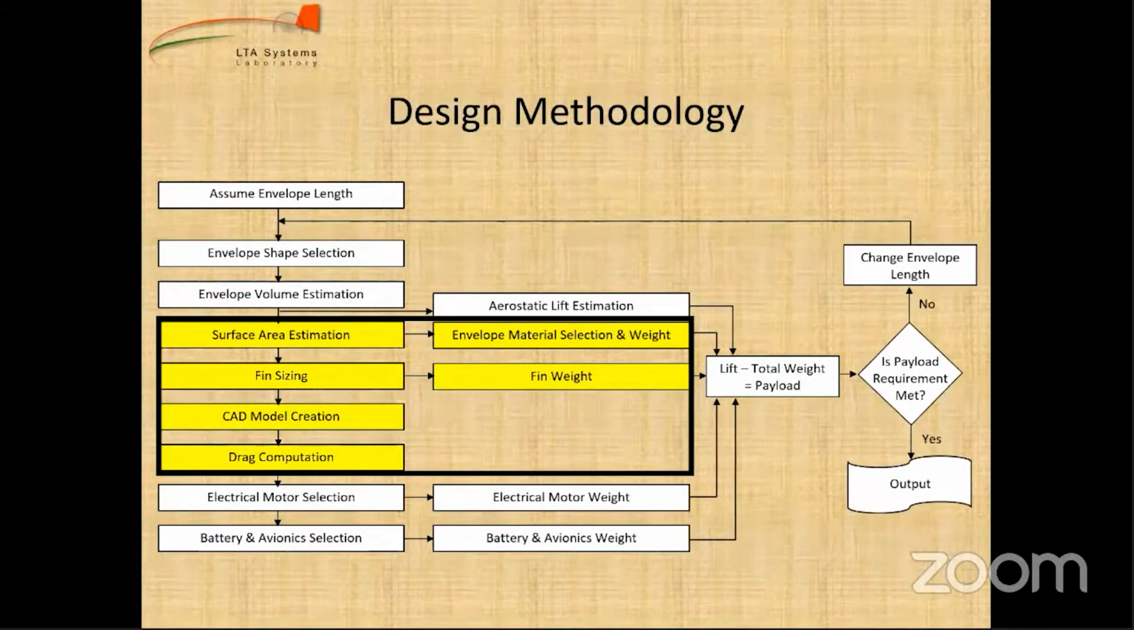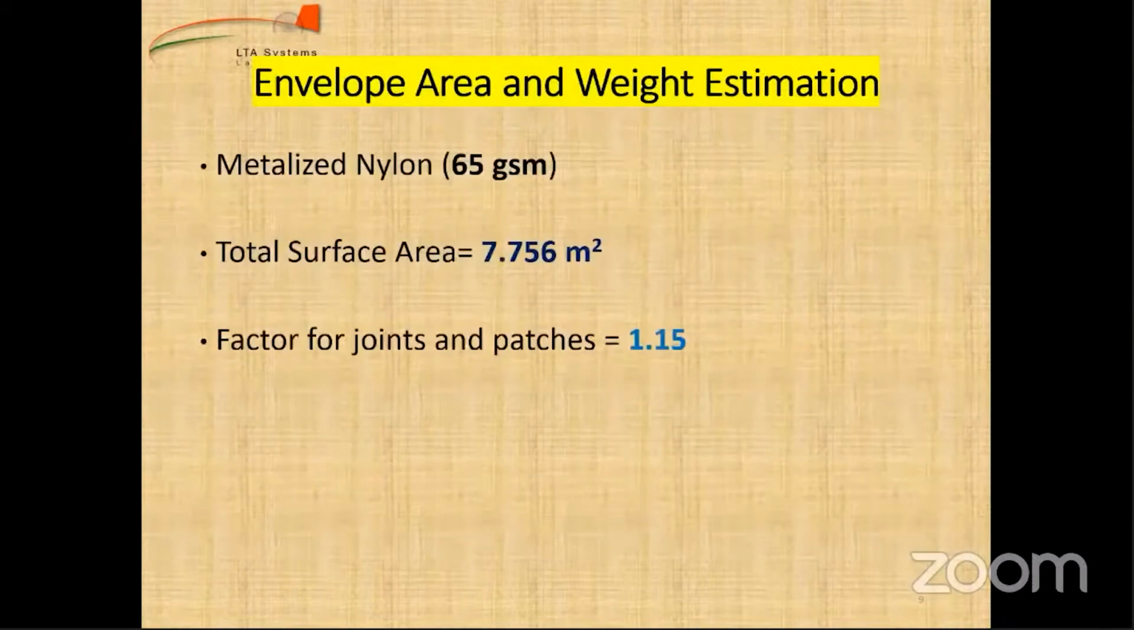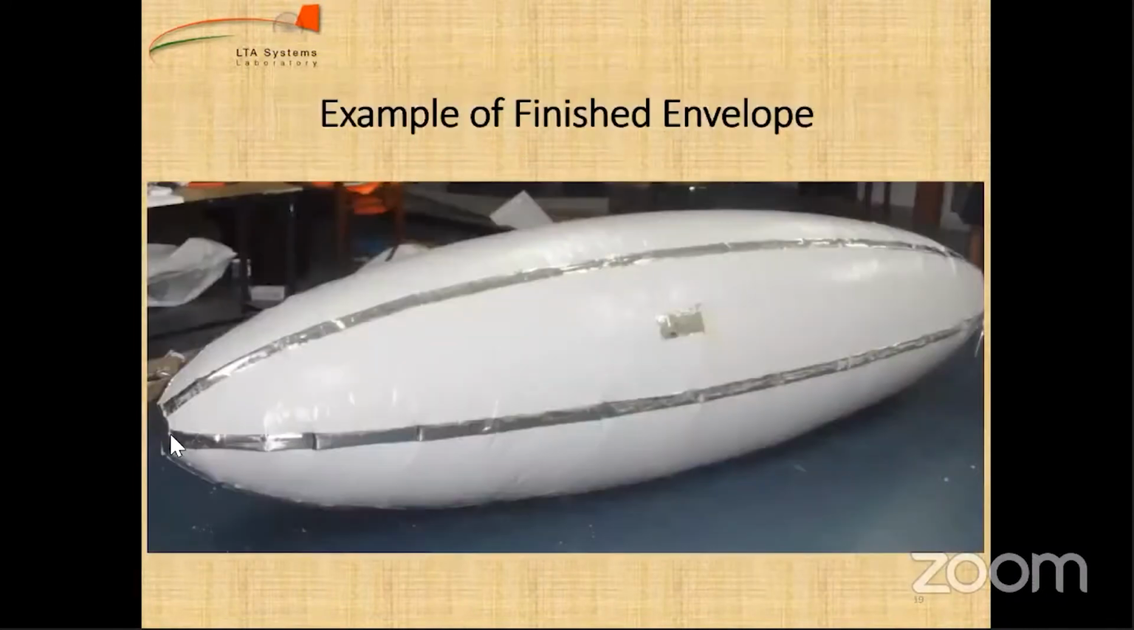Can you define fineness ratio? That is nothing but the length of the envelope by the diameter. Envelope length and diameter. I'll show you the envelope, just a minute. See, this is the length of the envelope, the longitudinal length, to the diameter. That is the fineness ratio.